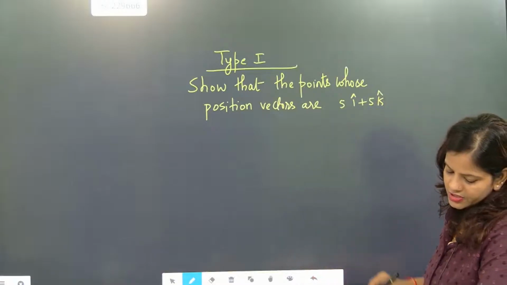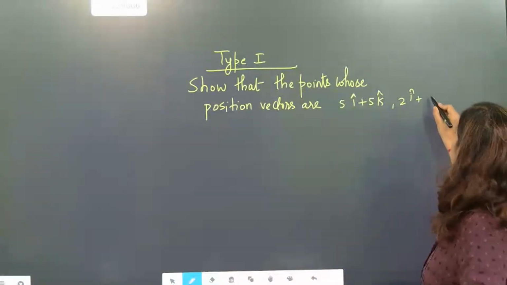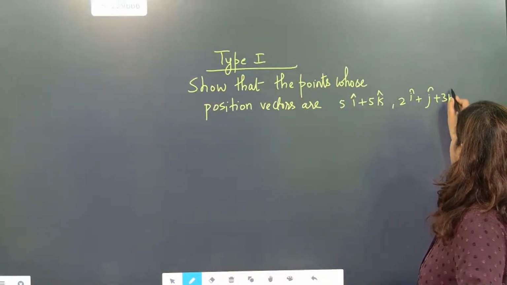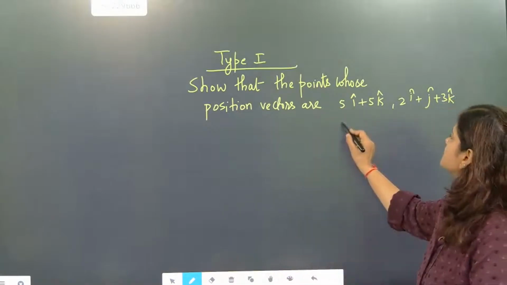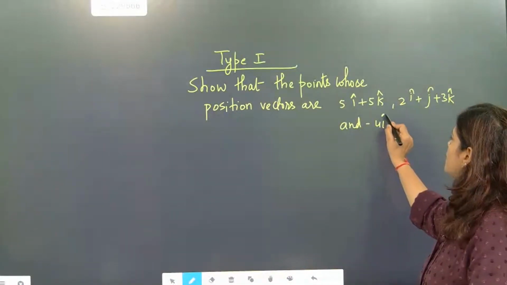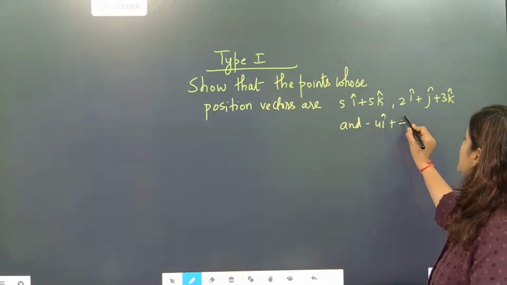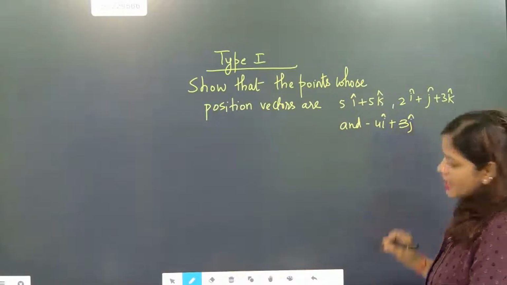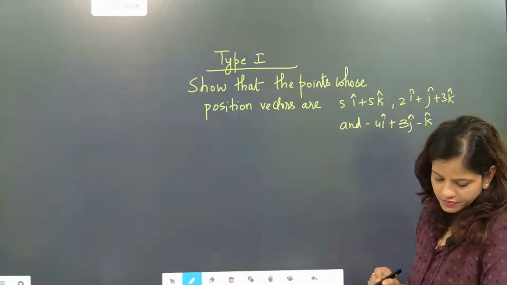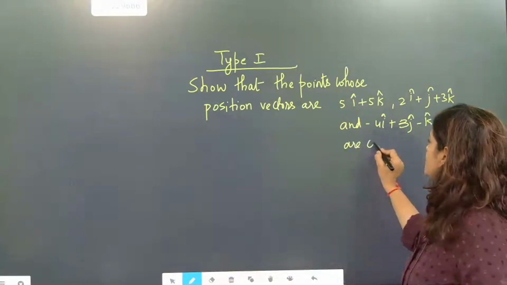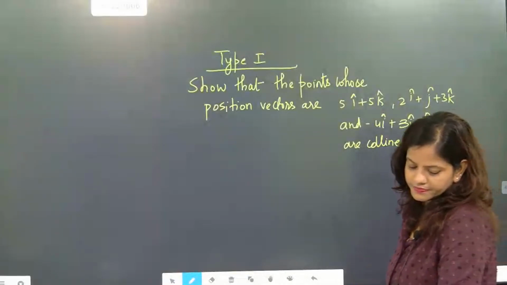Position vectors are given as 5 i cap plus 5 k cap, 2 i cap plus j cap plus 3 k cap, and minus 4 i cap plus 3 j cap minus k cap, are collinear. Children, please pay attention to this question. Very intellectually solve this question. Are collinear.